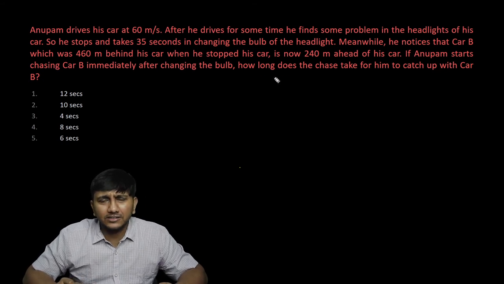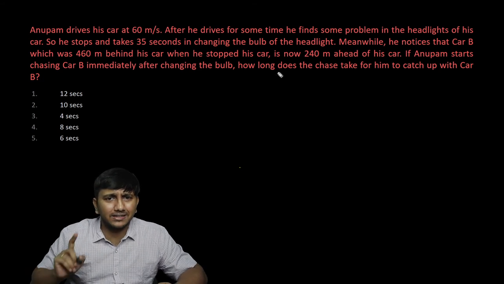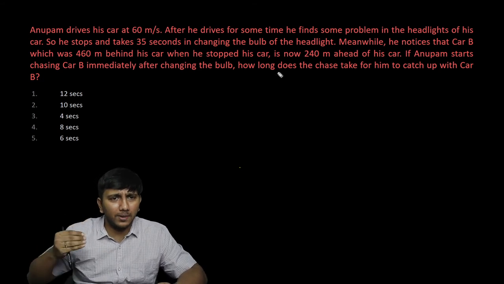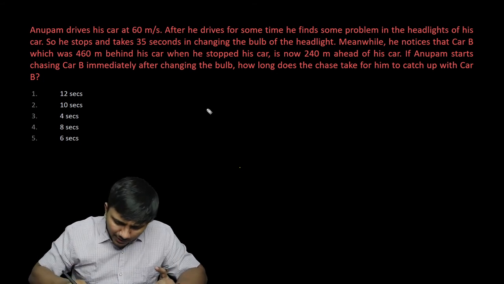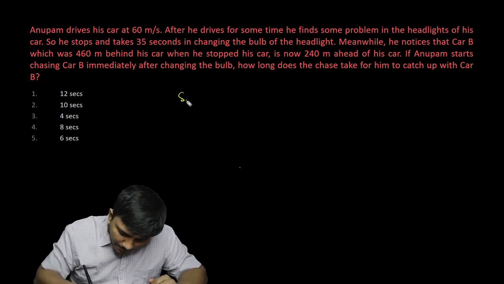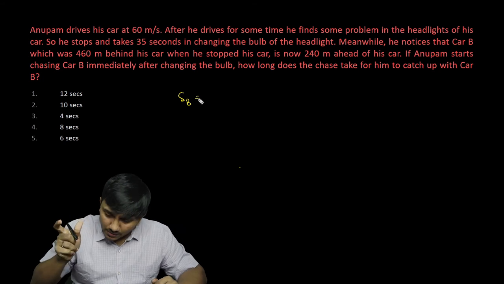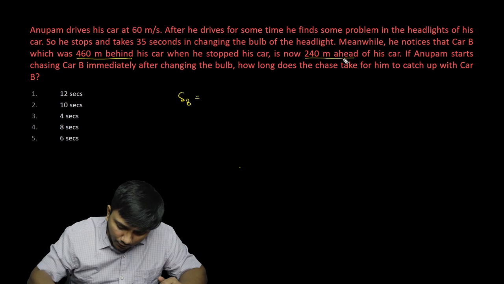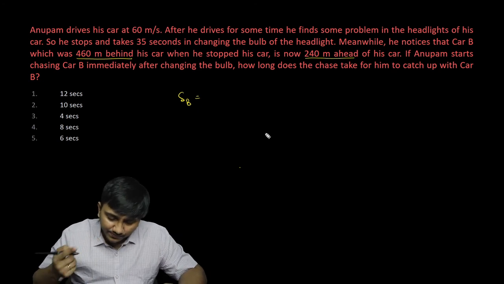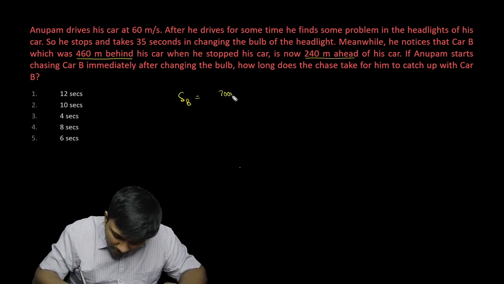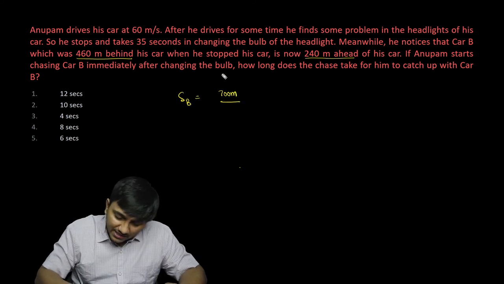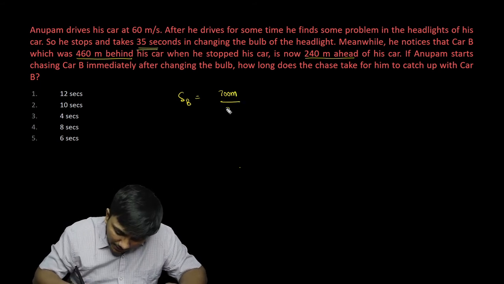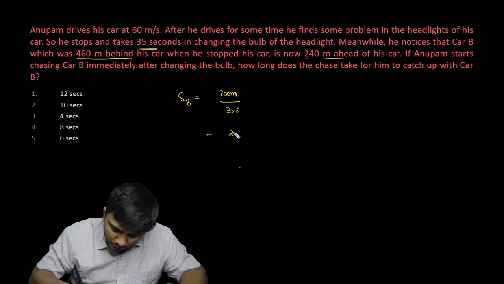Okay. First, let's find out the speed of car B, because in the 35 seconds, it was somewhat behind, but it went ahead. So what is the distance it covered in 35 seconds? It was 460 meters behind, but it ended up 240 meters ahead. So 460 plus 240, that is a total of 700 meters. And it took those 35 seconds to cover that. So I can say speed of car B is 20 meters per second.